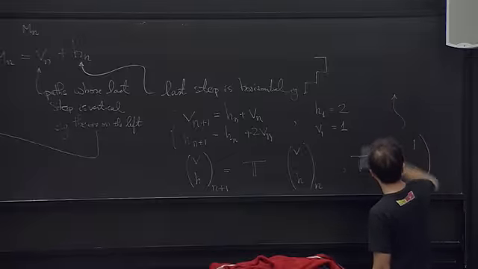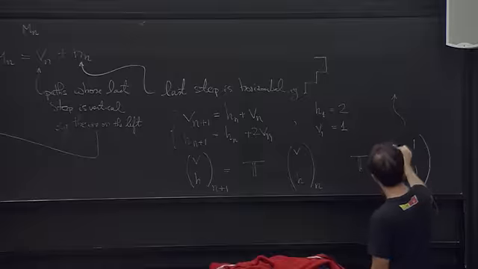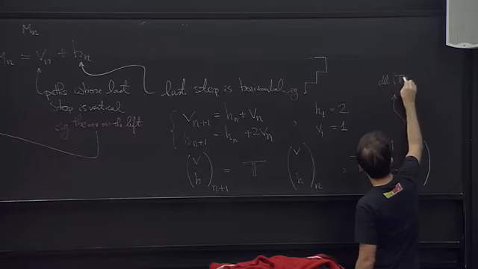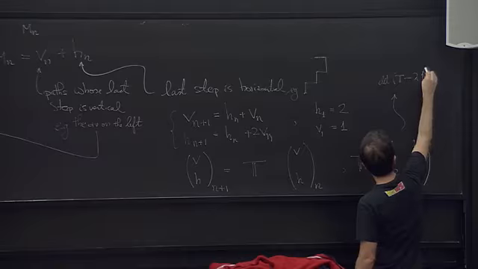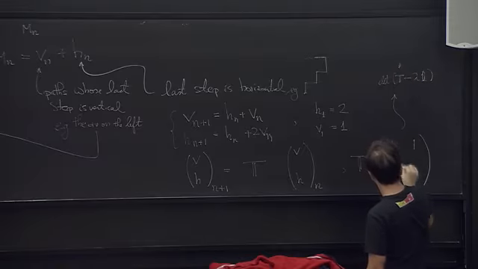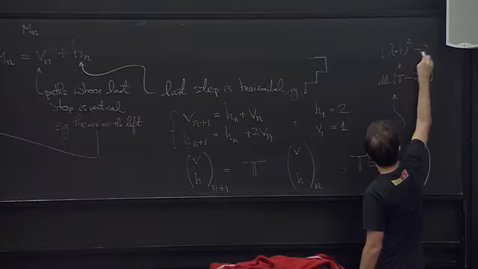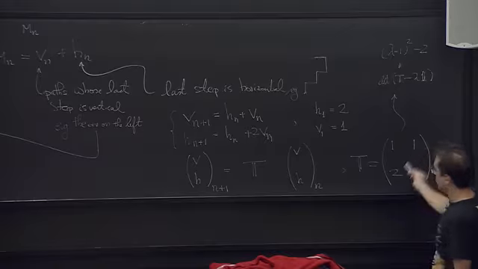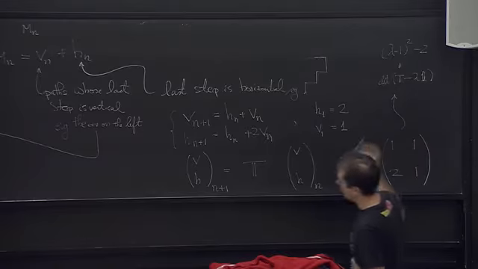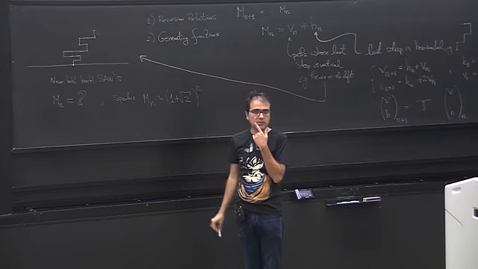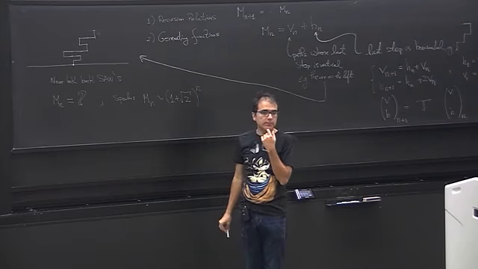And therefore, what are the eigenvalues of this matrix? Well, I compute the determinant of T minus lambda identity, and this gives me lambda minus 1 squared minus 2, right? Which gives me the value I said, which is that the paths scale like 1 plus square root of 2 to the n. Okay?